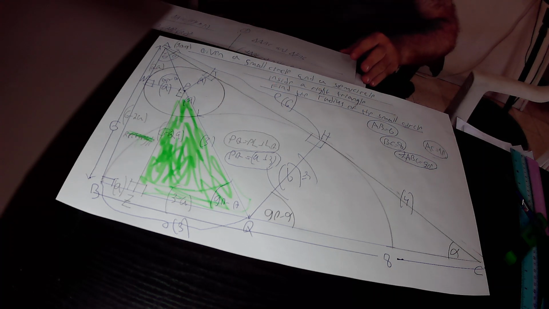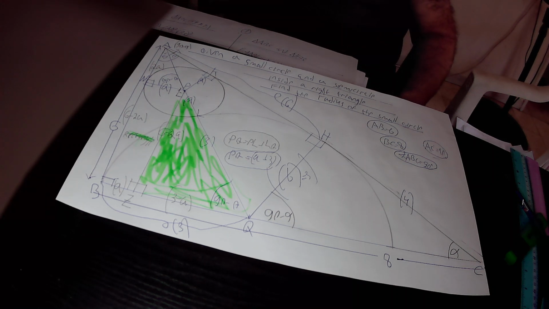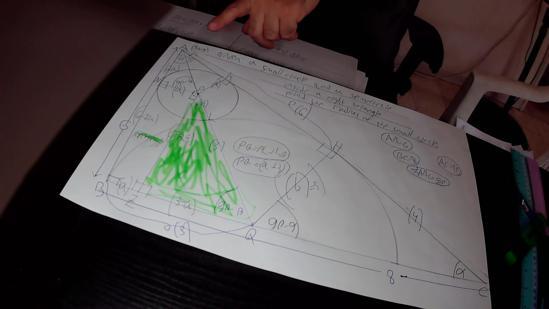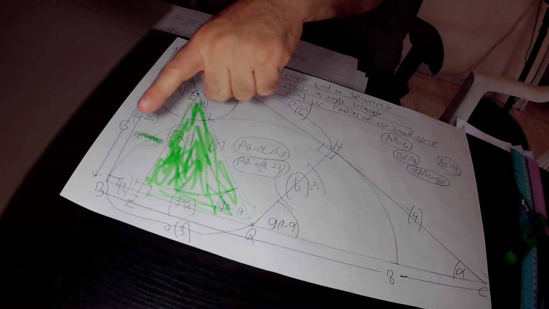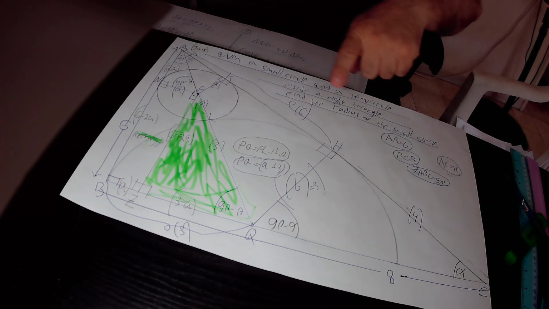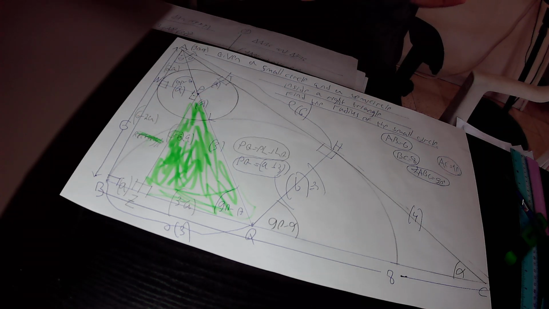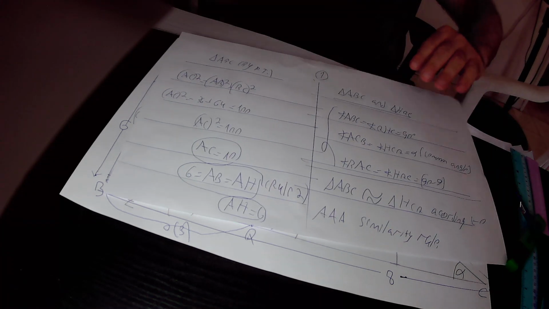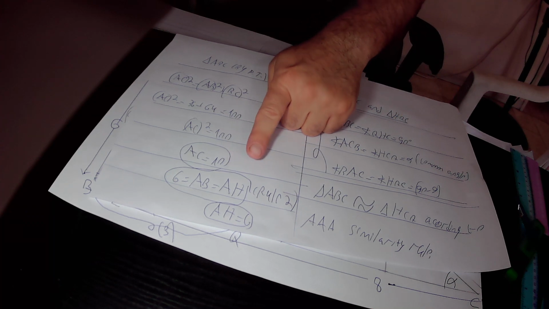Here, we implemented rule 2. According to rule 2, the lengths of two tangents from a common external point to a circle are equal. Here, this is the common external point, point A. From this common external point A, we have two tangents to this big semicircle, tangent AB and tangent AH. According to rule 2, they are equal to each other. That is to say, AB equals AH.